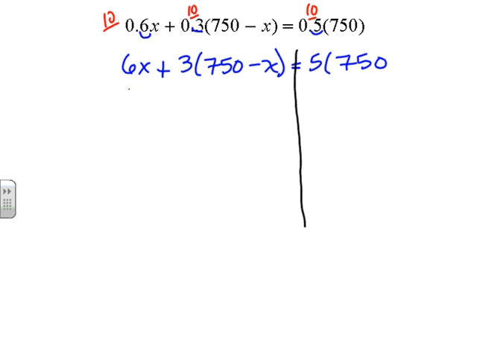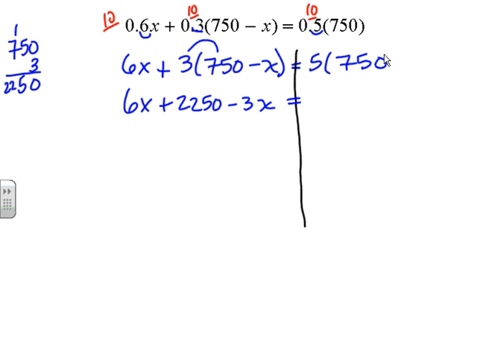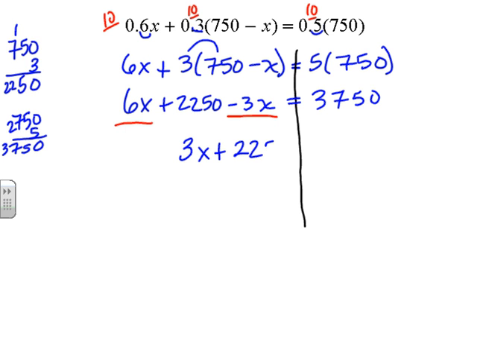Okay, let's do some distributing. So I have 6x plus. I want to give 3 to 750. And again, if you cannot do that in your head, that's okay. We're just going to work it on the side here. And we get 2250 minus 3x equals, and again, we have 5 times 750. We're going to work it again on the side. And we get 3750. And we have a multi-step equation. So if we take 6x and subtract 3x from it, we will get 3x plus 2250 equals 3750.